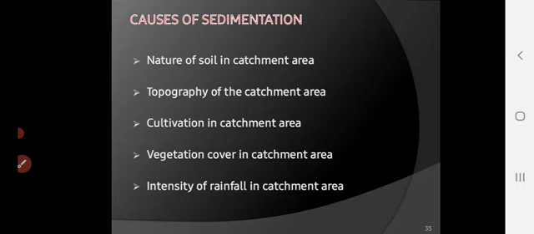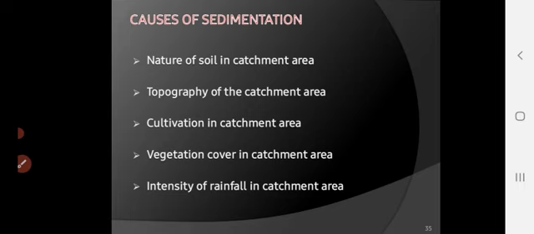Second cause is topography of the catchment area. Topography means steep slope or flat ground. If the catchment area has a steep slope, high velocity of flow is there, hence causing more erosion of soil and subsoil, then sedimentation is more. If the ground slope is flat, the velocity of flow is less, sedimentation is less, right?